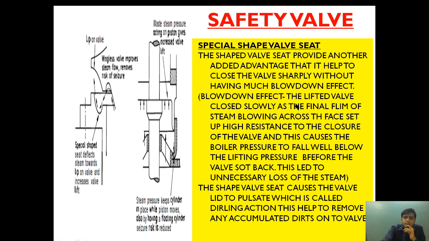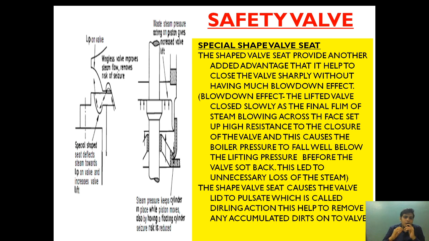So let's see what I have written here. The lifted valve closes slowly as the final film of steam blowing across the face sets up high resistance to the closure of the valve. So the final film of steam blowing across the face is preventing the closure because it acts as a resistance, which causes the boiler pressure to fall well below the lifting pressure before the valve sits back. Basically, as I have told you, the safety valve is designed in such a way that it closes 5 to 8% below the design pressure.